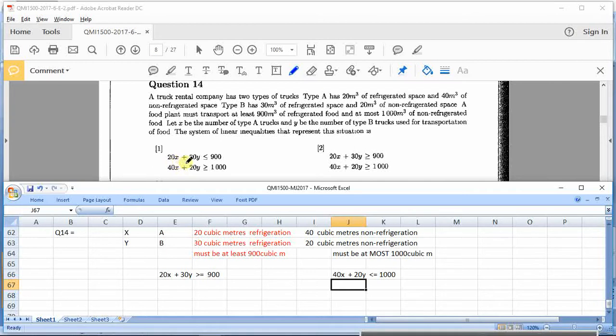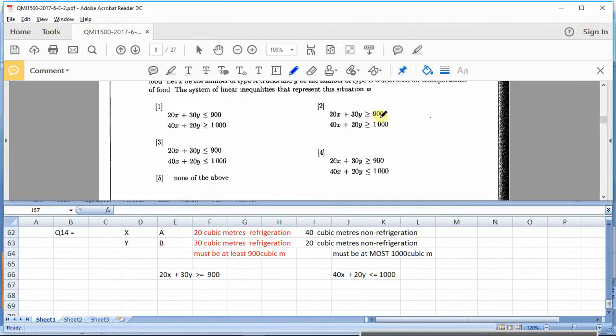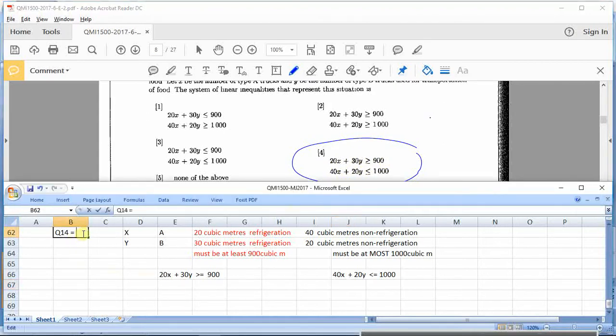Okay, 20x plus 30y greater than, that's right, that one's wrong. Greater than, less than, there, that one's right. 20x plus 30y greater than or equal to 900. 40x plus 20y less than or equal to 1000, yes, option 4.